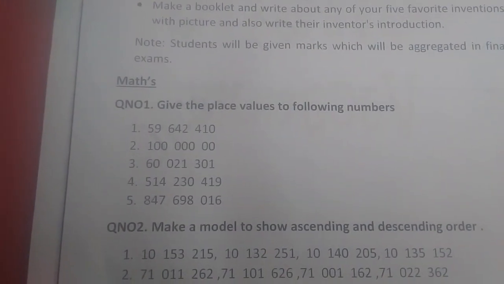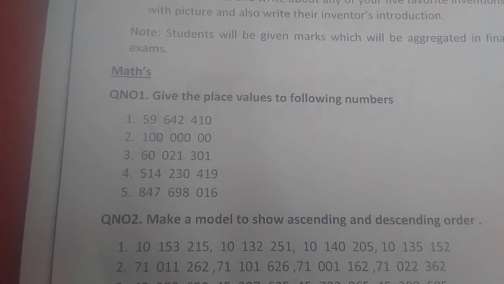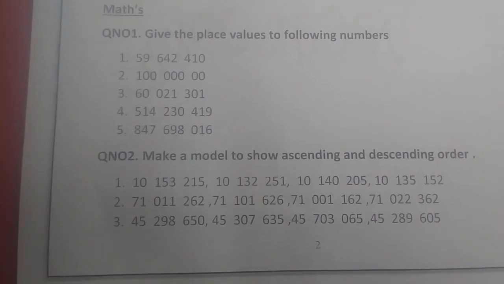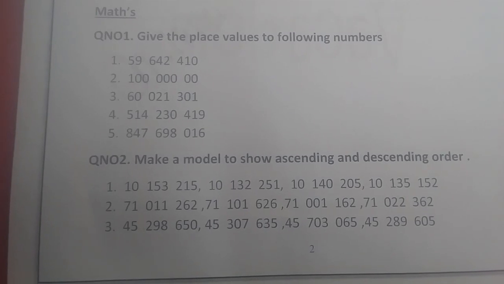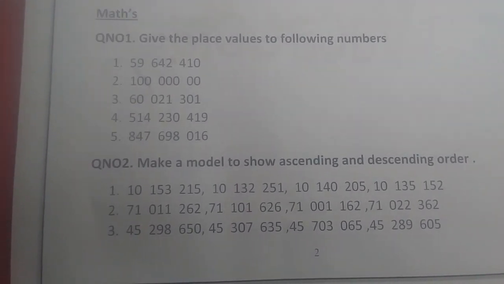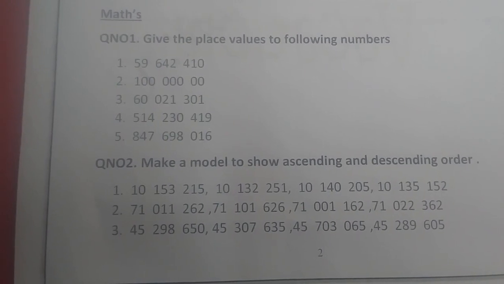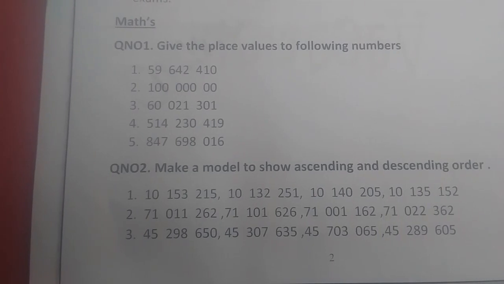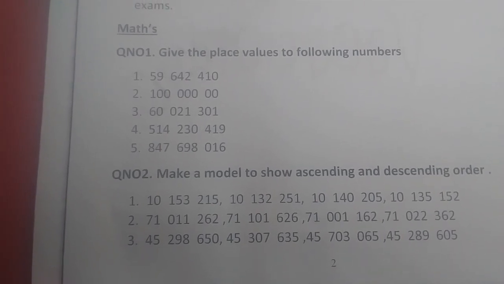For maths, you have been given some questions and you have to make a model. In question number 2, you have to make a model of ascending and descending order. You have been given a few numbers. You have to make the model using these numbers. You can make the model using thermocol, chart paper, anything of your choice.